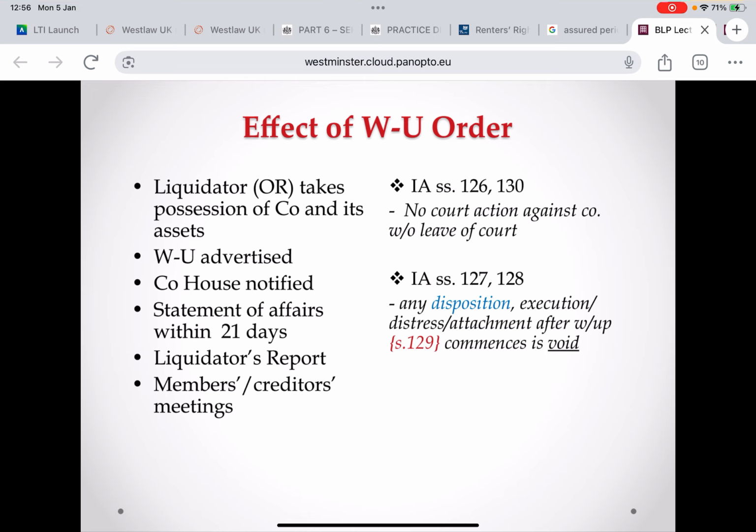You can take reference of section 126 and section 130, because essentially, no court proceedings may now be continued against the company in respect to which the order has been made, without leave of the court. No great surprise there, really. And also take note of sections 127 and 128.